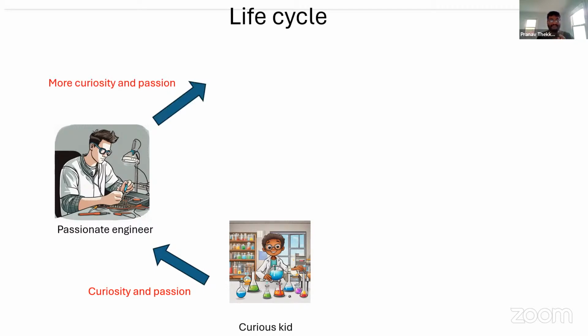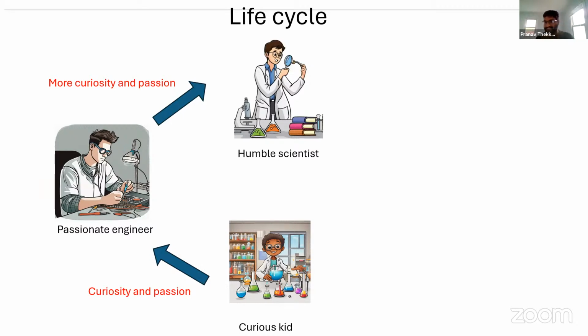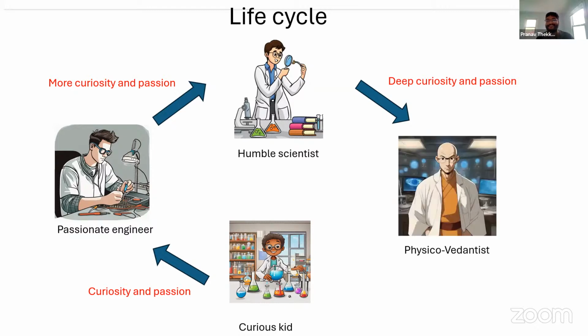And once you become a passionate engineer, you develop more curiosity and passion. And then you become the scientist. And you simply don't stop here. Once you become a scientist, you need to become a humble scientist in order to move further. Because only when you're a humble scientist can you develop an extremely deep sense of curiosity and passion, and that is when you meet a realized master, and you learn the concepts. You learn Vedanta from a realized master, and you turn into a Physico-Vedantist. So this is the life cycle.